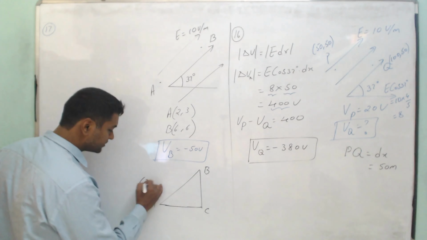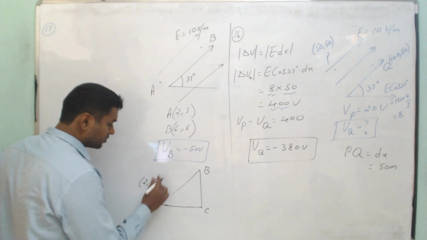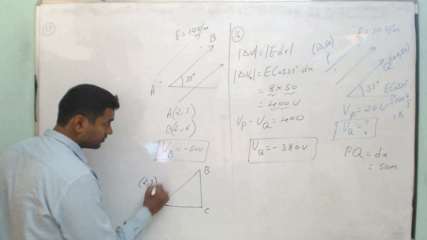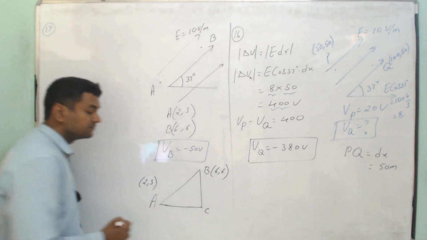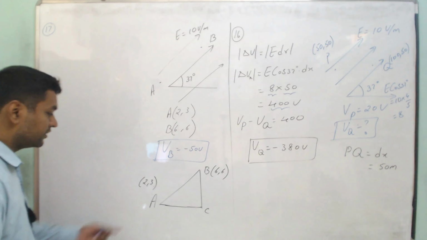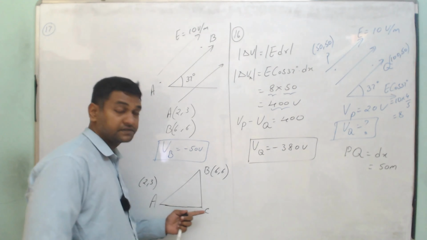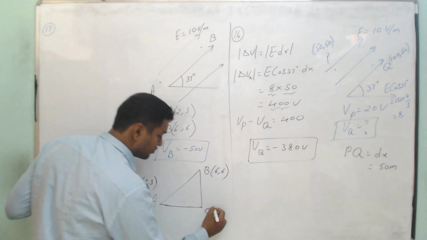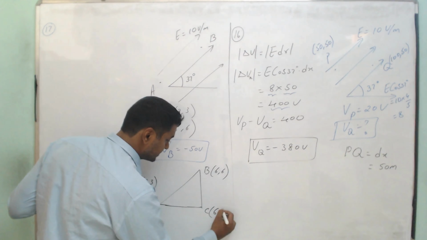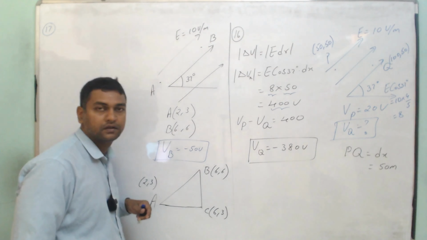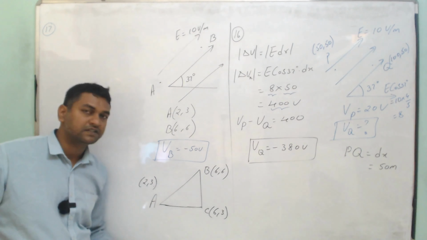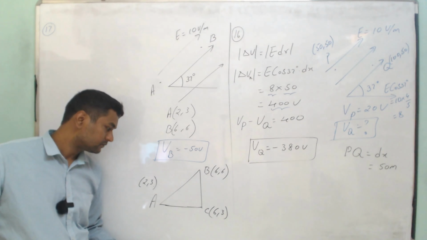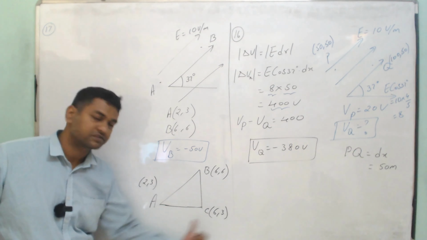Coordinate of A is 2, 3. Coordinate of B is 6, 6. If I go along the x-axis, then my coordinate of C will be 6, 3, because x has to be the same, and from here y has to be the same.